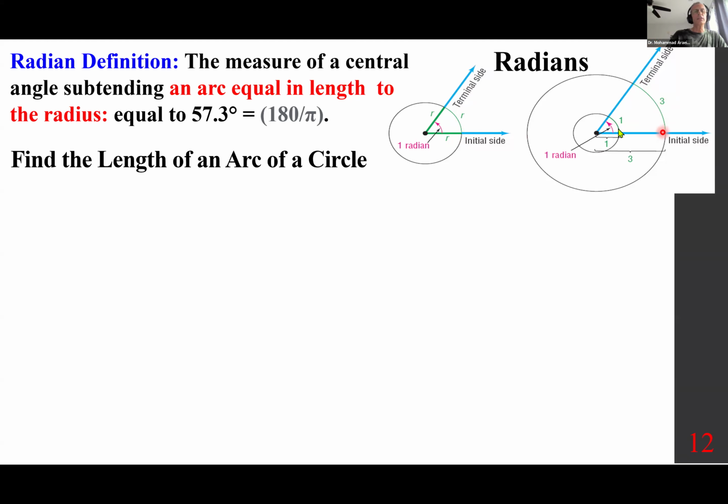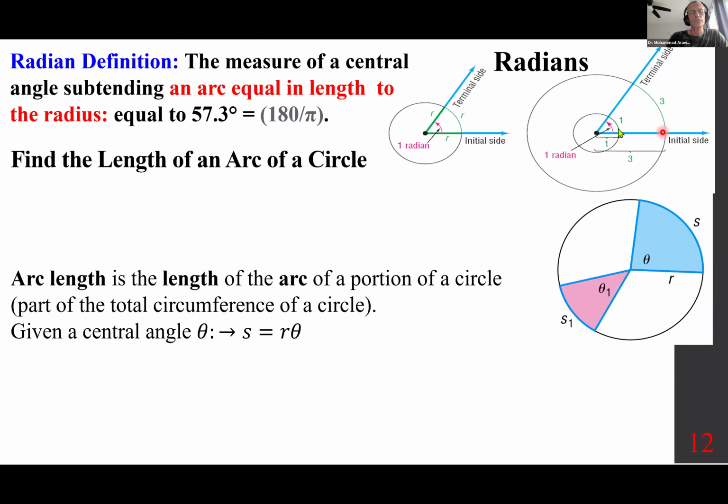And so finding the length of an arc of a circle is fairly simple. Arc length is the length of the arc of a portion of a circle, part of the total circumference of a circle. Given a central angle theta, S equals r theta. If you compare theta to theta 1, then you can compare S to S sub 1. And reminding you, the circumference has the equation C equals 2 pi r.